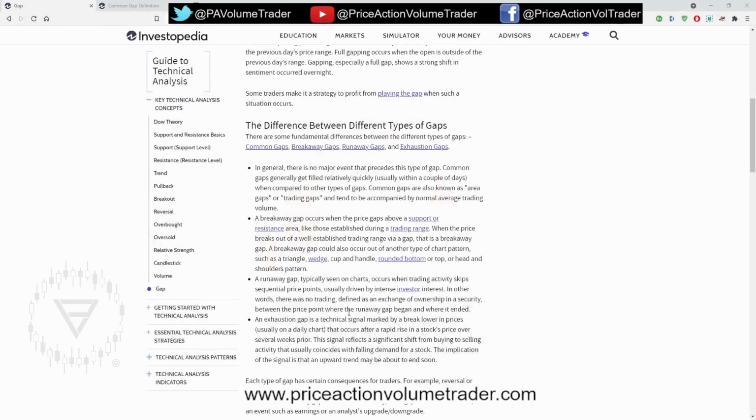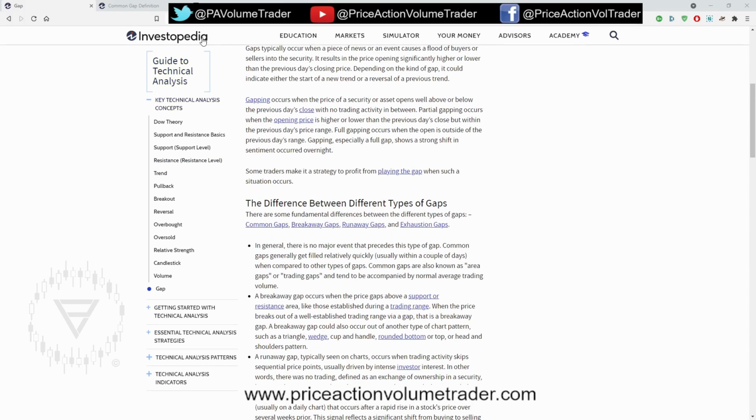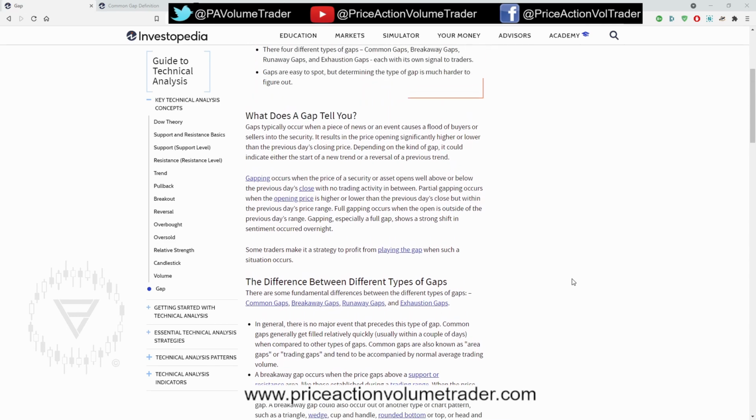Okay, so first thing, I'm just going to go to investopedia.com. If you're not familiar with this website, this is a pretty good reference website if you want to look for general concepts or definitions of various concepts when it comes to trading.